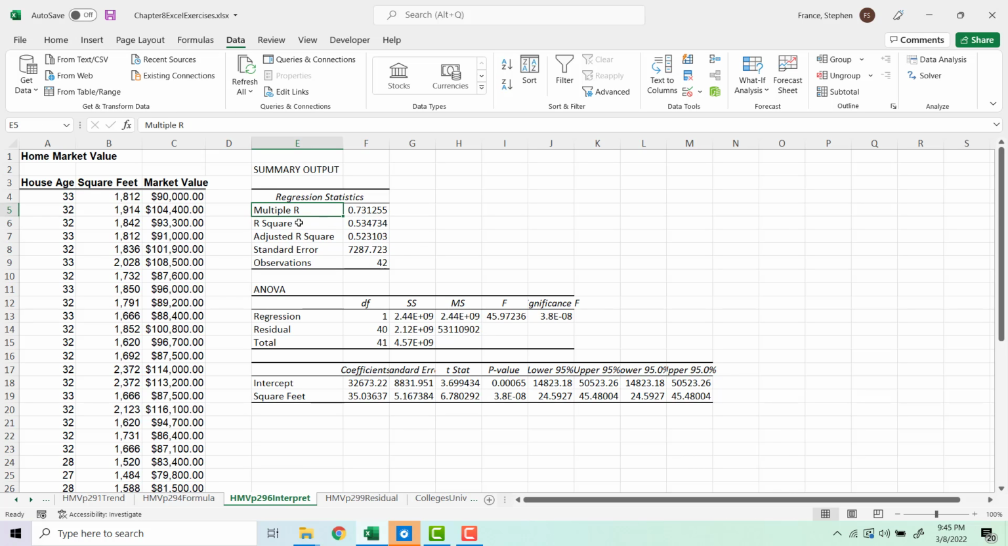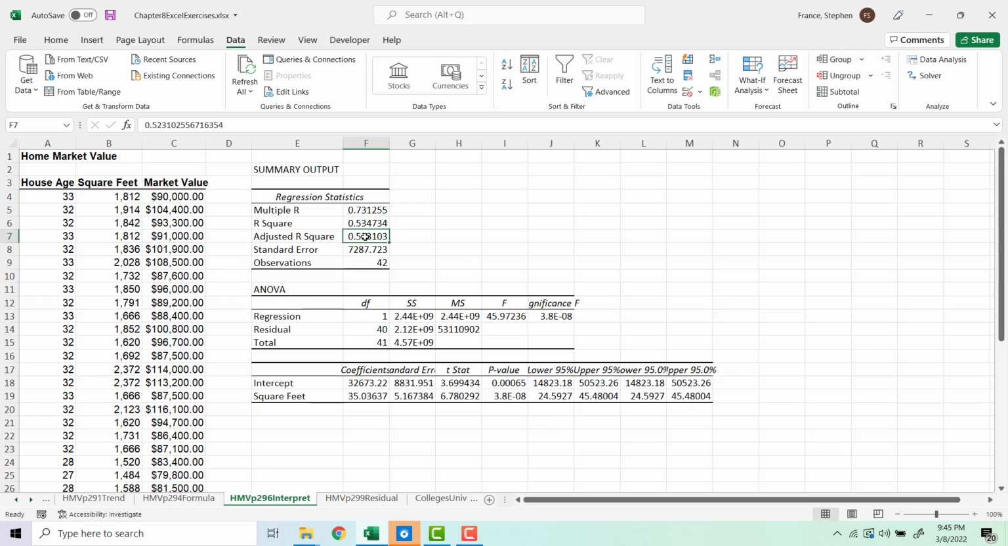R squared is the square of the correlation. So the correlation is the square root of R squared: F5 is the square root of F6. We could just actually check that if you don't believe me. So the square root of that is the one in the step before.